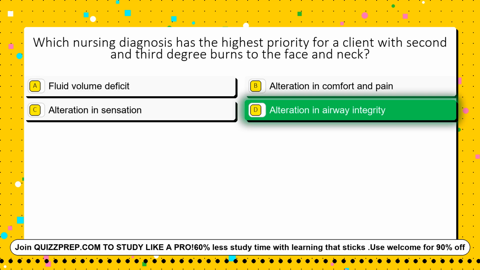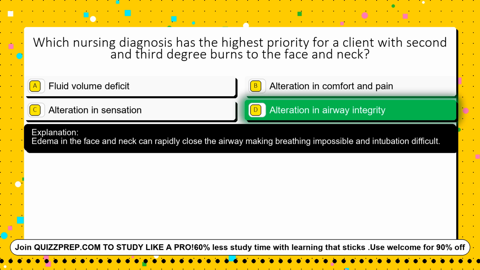The correct answer is option D, alteration in airway integrity. Edema in the face and neck can rapidly close the airway, making breathing impossible and intubation difficult.